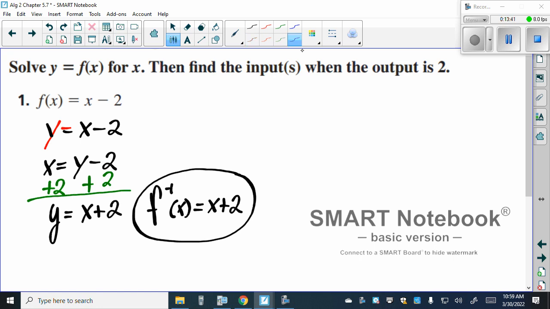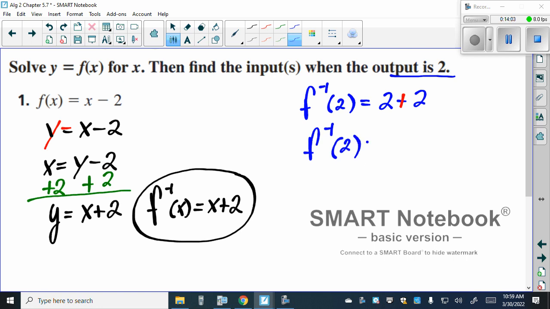Now the last thing we need to do is find the input when the output is 2. So really what we're finding is f inverse of 2. And f inverse of 2 would be the square root of 2 plus 2, and 2 plus 2 is 4. So the input is 4 when the output is 2. Any questions on any of this here?